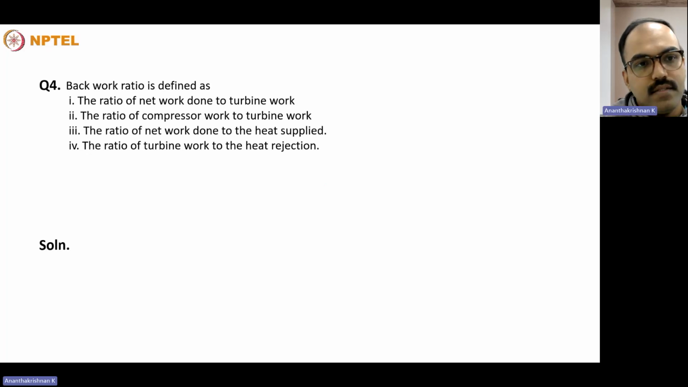This is just a definition. Back work ratio is defined as the ratio of net work done to the turbine work, the ratio of compressor work to turbine work, the ratio of the net work done to the heat supplied, the ratio of the turbine work to the heat rejection. It's just a formula-based problem. Look into it and try to solve it.